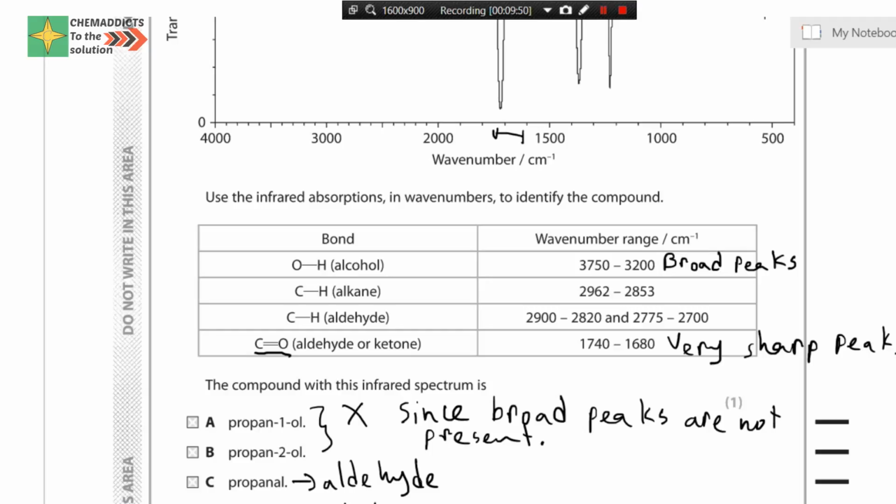Now let's look out for the carbon hydrogen bond. This is for the carbon hydrogen bond for alkane, and this is for the carbon hydrogen bond for aldehyde. So if there is any peak around this range, then aldehyde would be the answer. Now let's look out for this peak, the carbon hydrogen bond for aldehyde. So let's look around 2900 to 2820. Okay, so let's have a look.